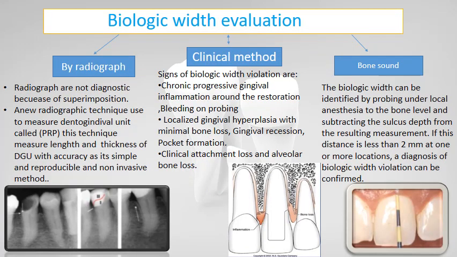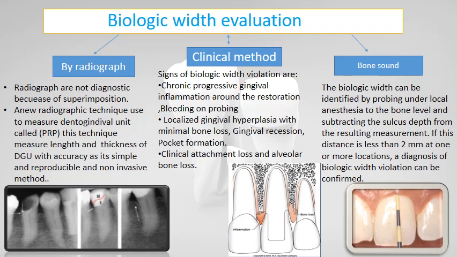Biologic width evaluation. Biologic width can be evaluated by three methods: clinical method, bone sounding, and radiograph. In the clinical method, if a patient experiences tissue discomfort when a restorative margin level is being assessed with a periodontal probe, it is a good indication that the margin extends into the attachment and that a biologic width violation has occurred.